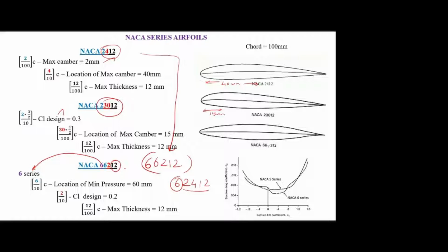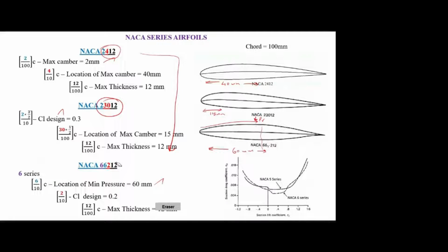So the first digit simply shows the series name, and the next digit divided by 100 into C shows the location of minimum pressure. The next digit shows the CL design. Then the last 2 digits show the maximum thickness. And the location of minimum pressure means if the flow is accelerated to the maximum, then at that point only we will get the minimum pressure, right? So it is approximately equal to the maximum camber. So here we can say the maximum camber location is around 60% of the chord.